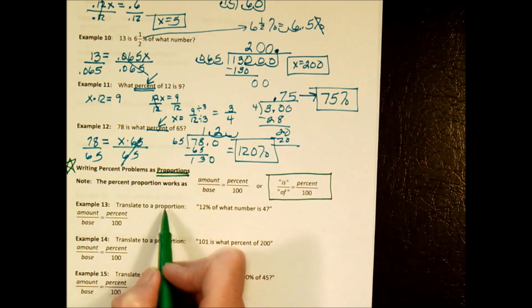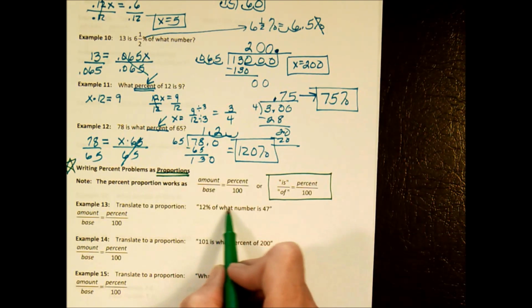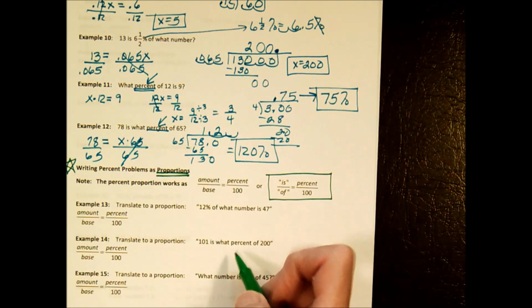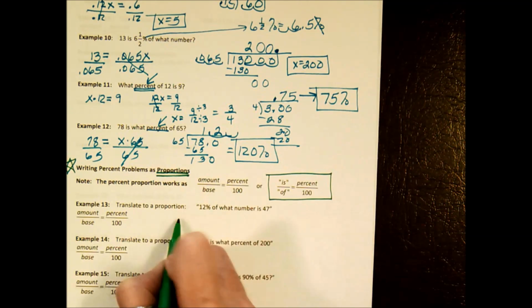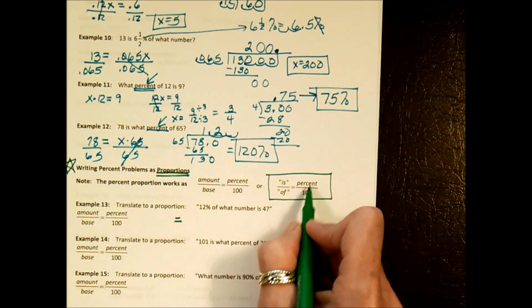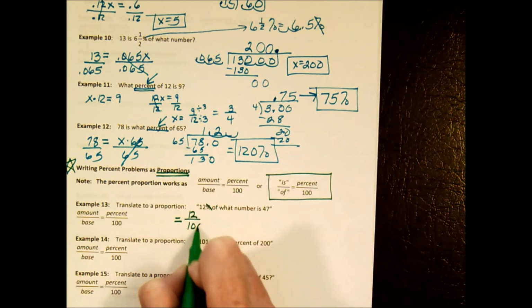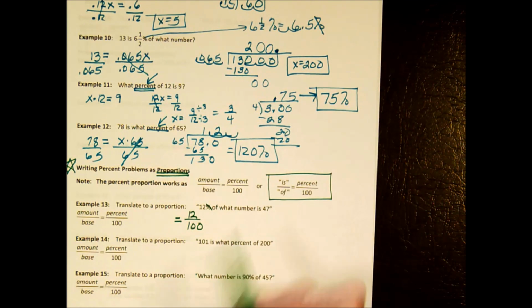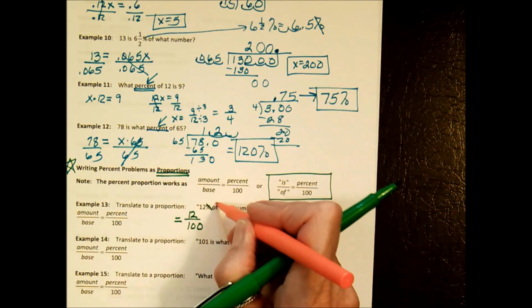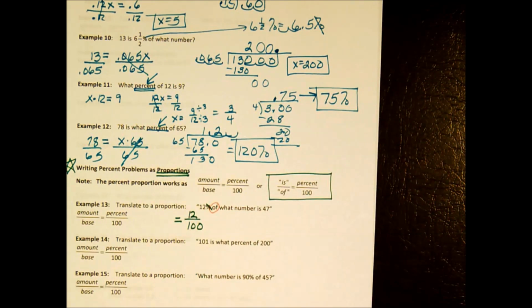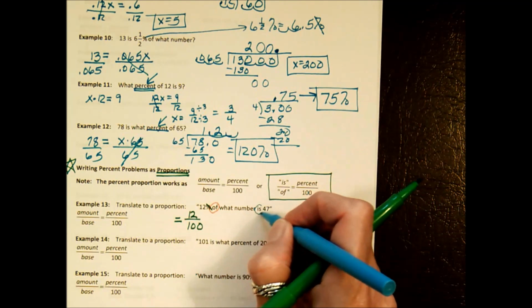So let's try setting this up as a proportion. 12% of what number is 47? I always look for the percent first. I know that goes on the right: percent, remove the sign, over 100. So I change my percent to a fraction. Now I'm going to use different colors. Here is the of word, and here is the is word.